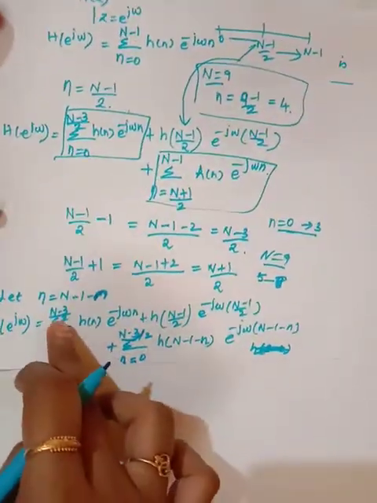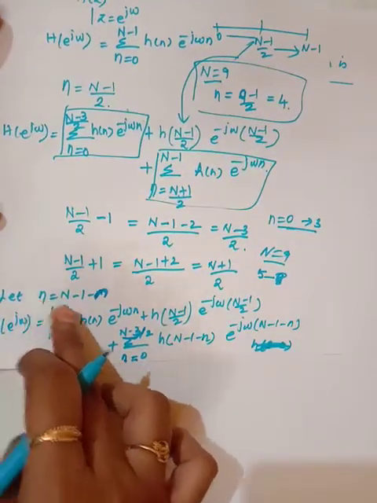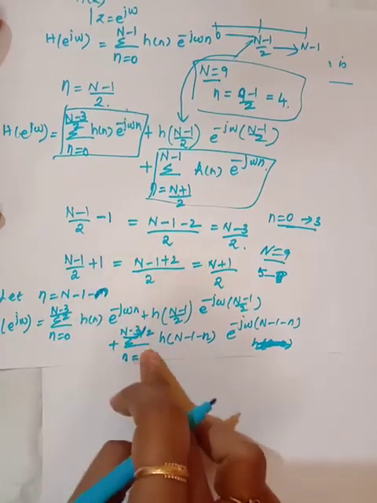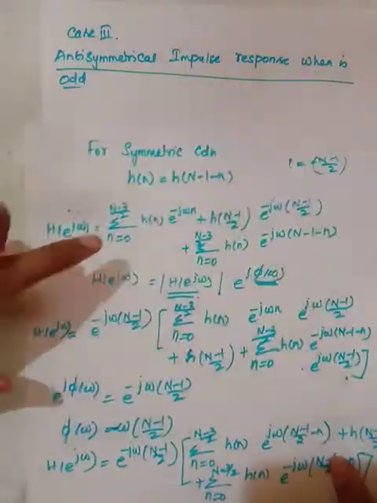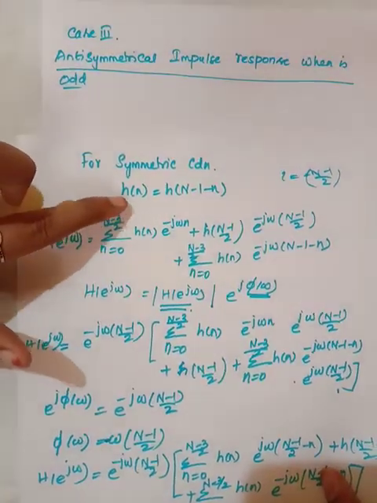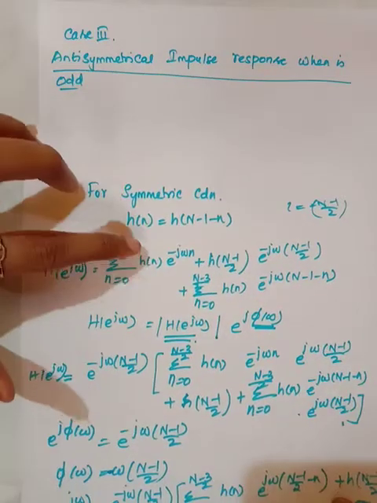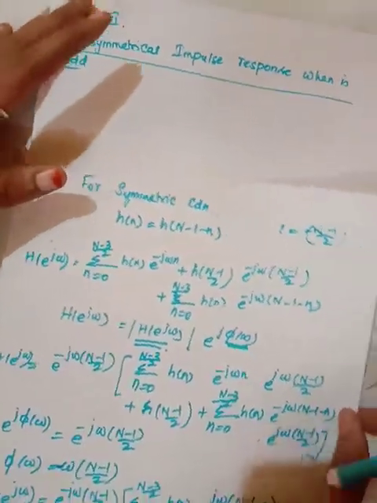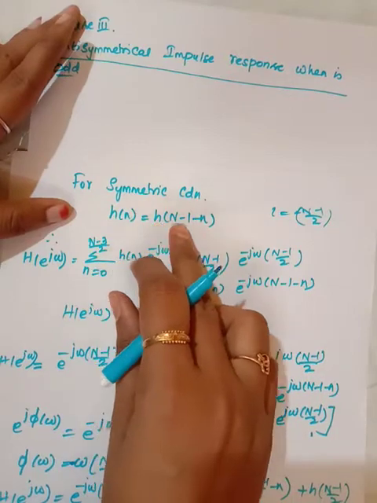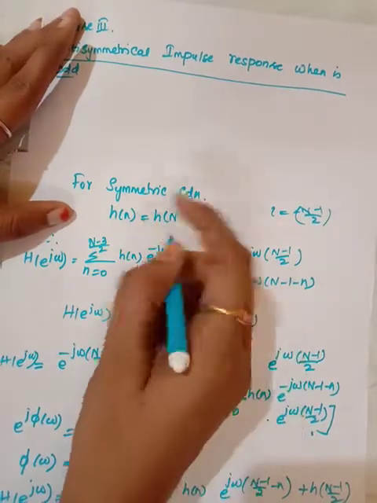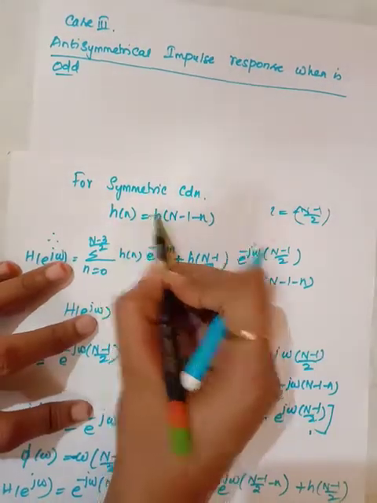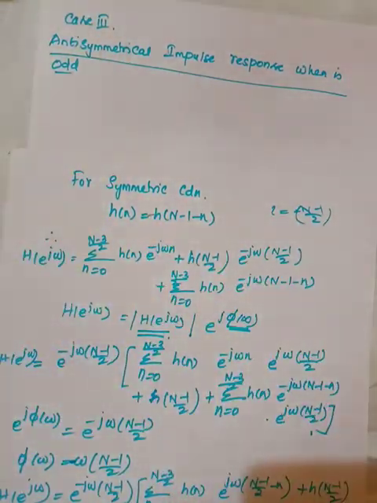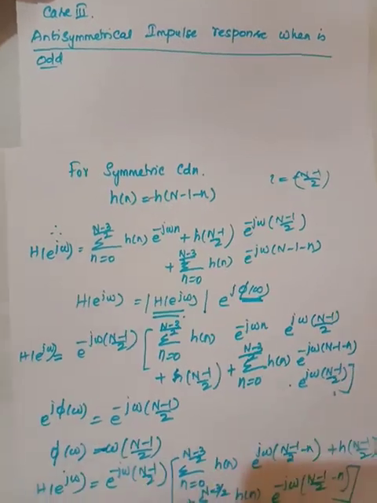Then I am going to substitute n equal to n minus 1 minus n in order to make both the summations the same. Then we apply the symmetric condition. For this case, instead of h of n equal to h of n minus 1 minus n, I am going to put a minus here. That is the only difference. The remaining procedure is all the same.